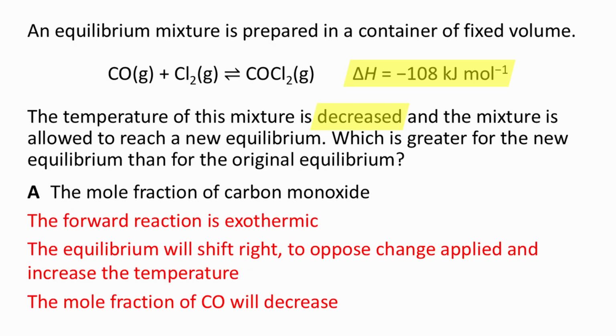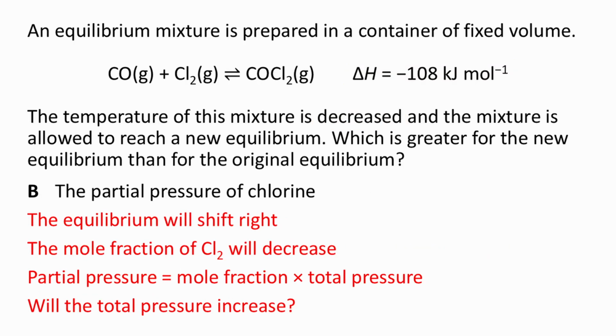The value for delta H is negative, so the forward reaction is exothermic. The equilibrium will shift right to oppose the change applied and increase the temperature when the temperature is decreased. Therefore, the mole fraction of carbon monoxide will decrease. Because the equilibrium shifts to the right, the mole fraction of chlorine, Cl2, will also decrease. Partial pressure is equal to mole fraction multiplied by total pressure. If the total pressure doesn't increase, we can state that the partial pressure of chlorine will decrease.